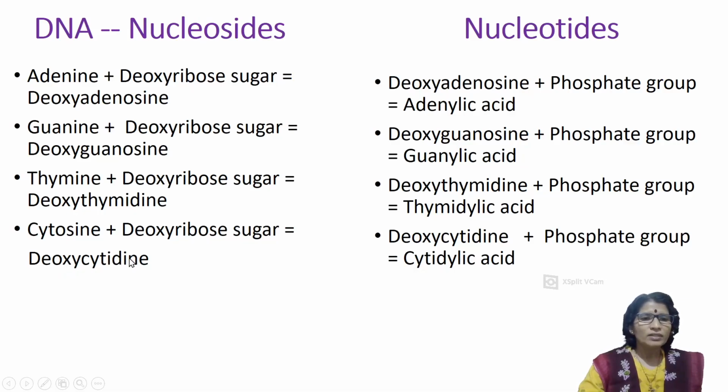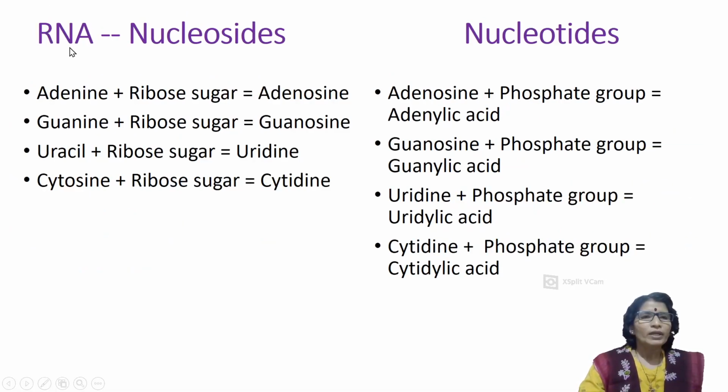Here, deoxycytidine is a nucleoside. Again, this deoxycytidine combined with phosphate group and converted into cytidilic acid. This is nucleotide. This is about the DNA. In the same way, we take the RNA. In RNA, how nucleosides and nucleotides are formed.